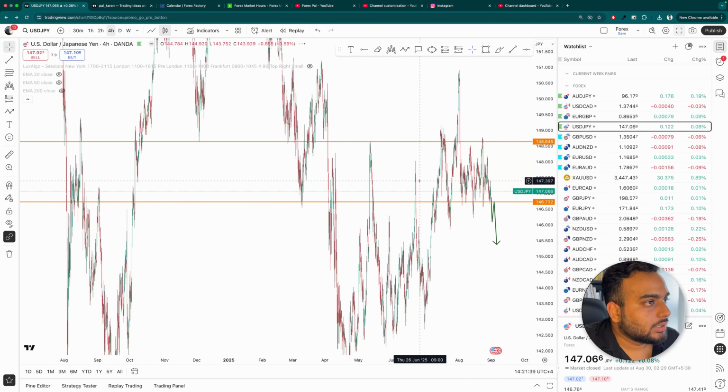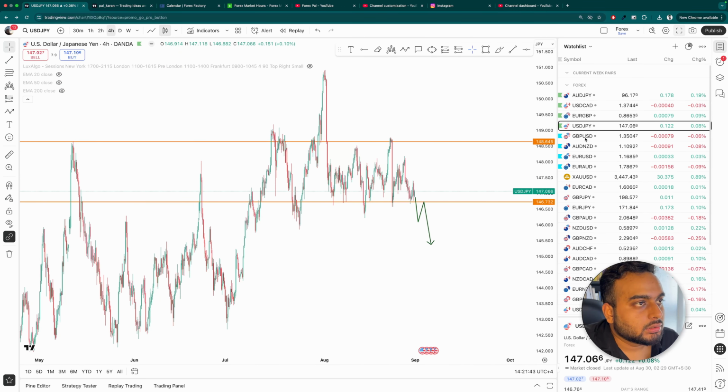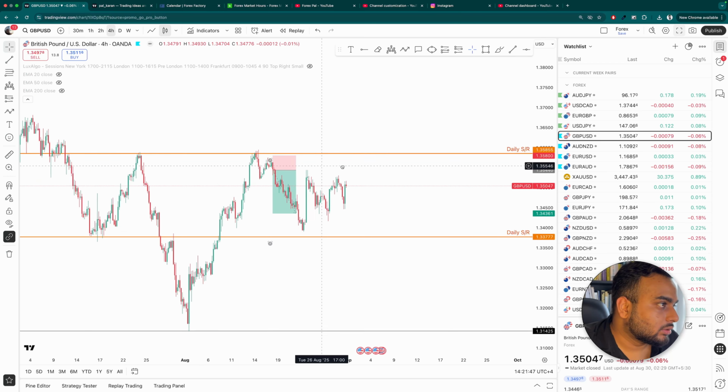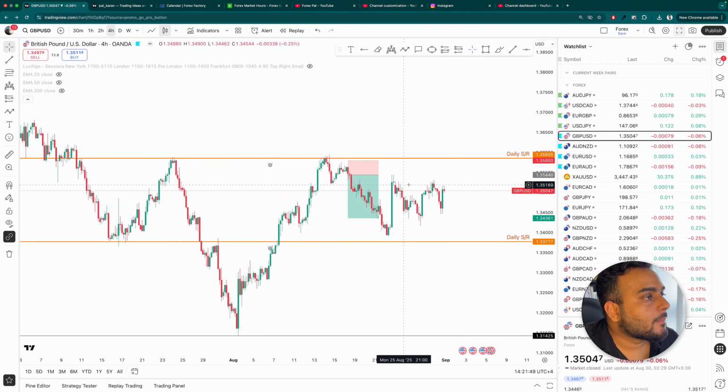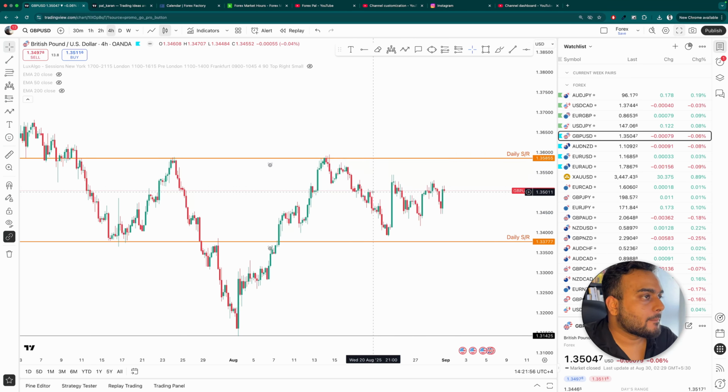USD JPY, already talked about it. Let's look at GBP USD. So this was a trade I took last week. This one was really nice, smooth 1:3.